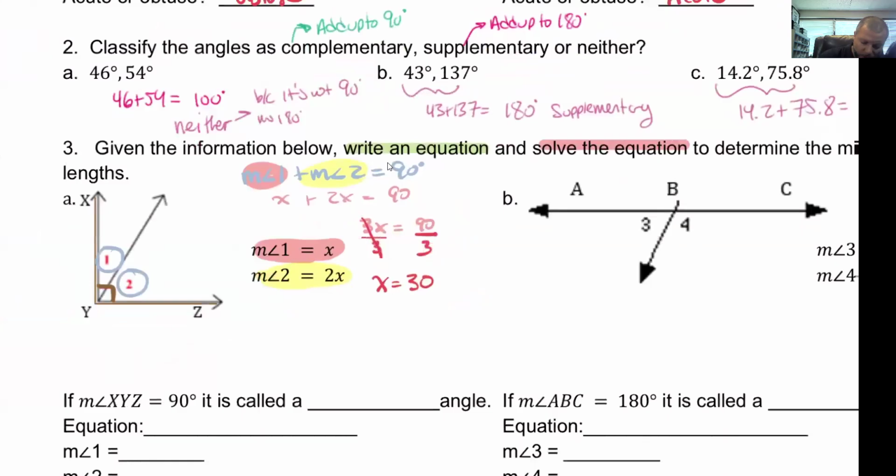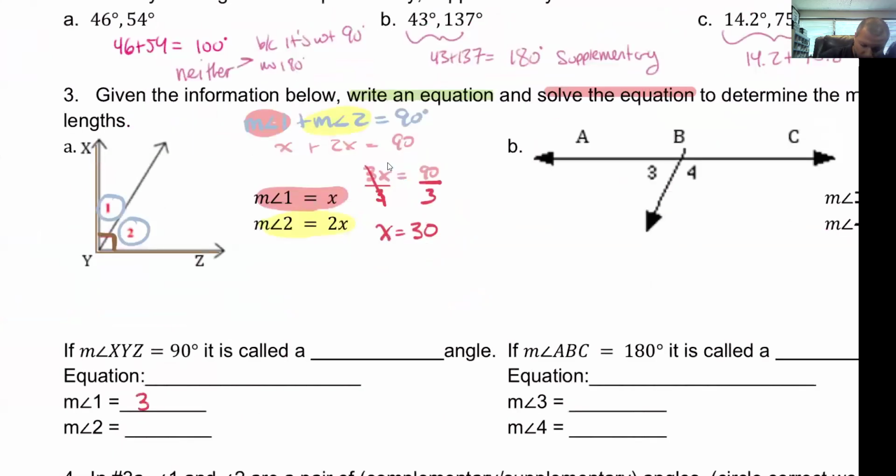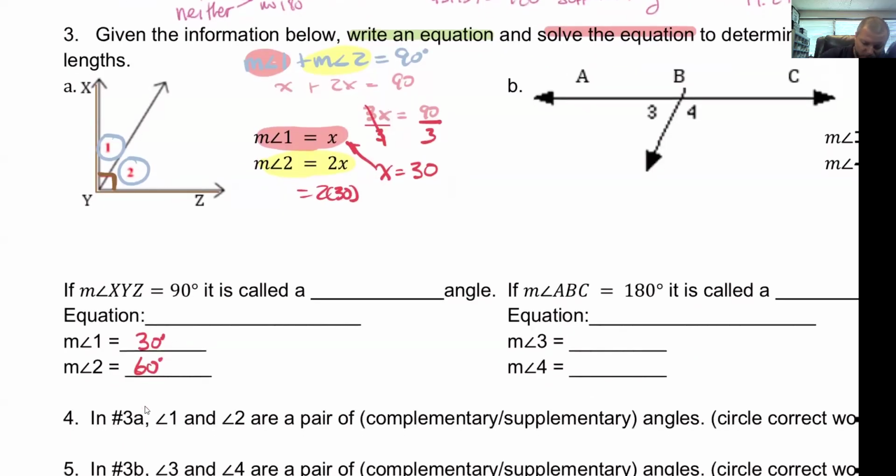Right, so we would know that the measure of angle 1, because it was equal to x, is 30 degrees. The measure of angle 2, because it's 2 times x, or 2 times 30, is going to be 60 degrees. You could see that if you add up those two angles, you're going to get 90 degrees like we thought. So this question would be nice and done. You can call this a right angle, just because that's what it's called. And the equation would be the one that I wrote up there.